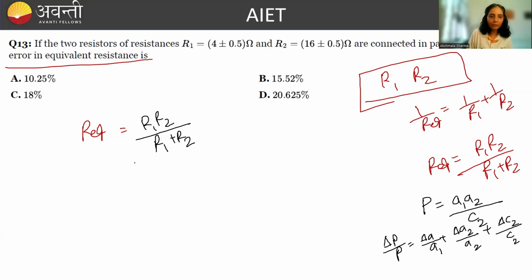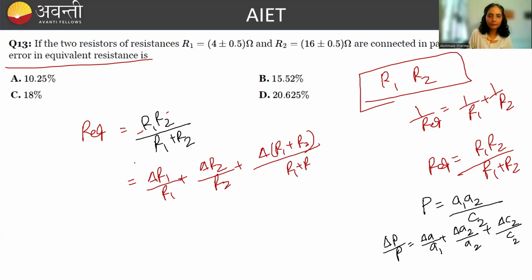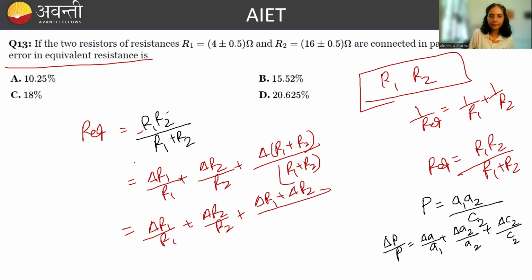Similarly, we can apply this here. A1 is R1, A2 is R2, and C2 is R1 plus R2. So if we do that here, delta R1 by R1 plus delta R2 by R2 plus delta of R1 plus R2 divided by R1 plus R2. The delta of R1 plus R2 means the error in R1 and the error in R2. So how else can you write this? Delta R1 by R1, delta R2 by R2, plus delta R1 plus delta R2 divided by R1 plus R2. If you put in the values, you will get the answer. Nothing much is required.